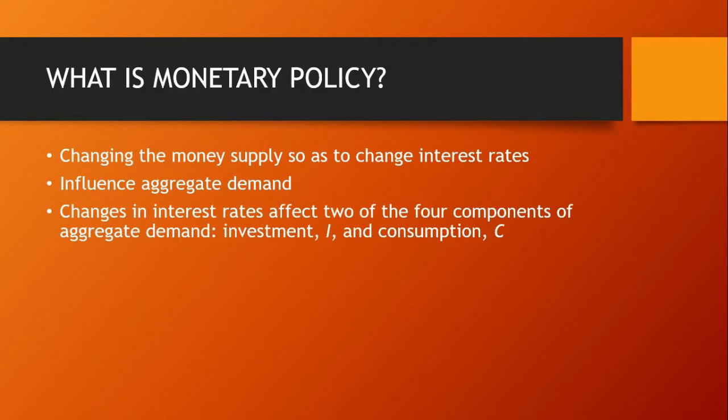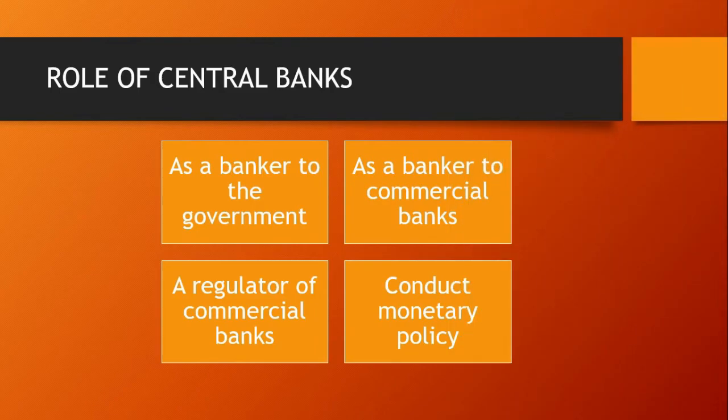So the monetary policy is actually the government using interest rate and supply of money to influence the aggregate demand, where they control the money supply to change the interest rate so that it will influence the movement of the aggregate demand. So changes in interest rate will affect two of the four components of aggregate demand, which are I, investment, and C, consumption. So let's start with the role of central bank.